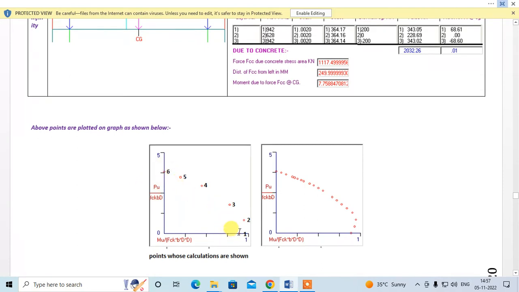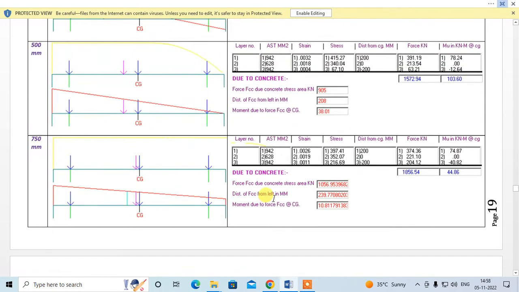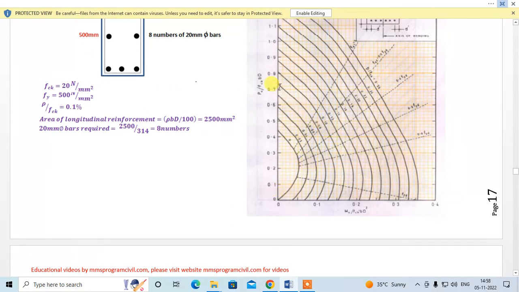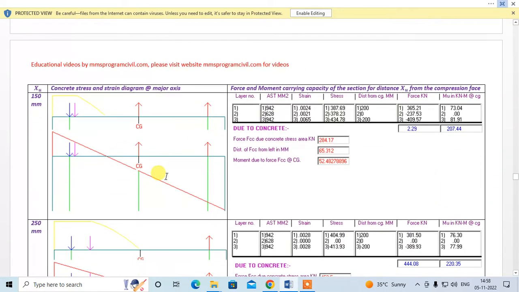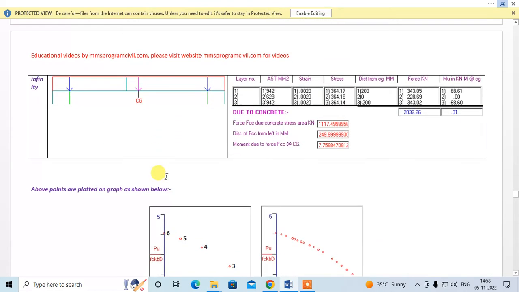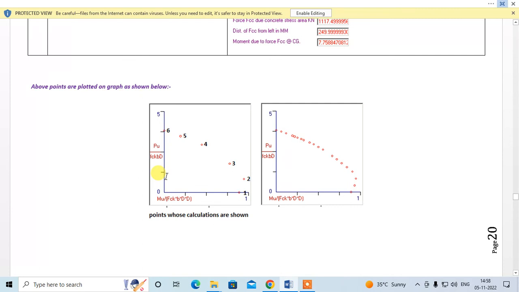So this is how we draw the PM interaction diagram. To get a more accurate graph, take more number of points. As many points as you take, the graph will be more accurate. When you join these, you will get a graph something like this, which is shown over here. So this is what we have tried to draw, the PM diagram which we have developed over here.